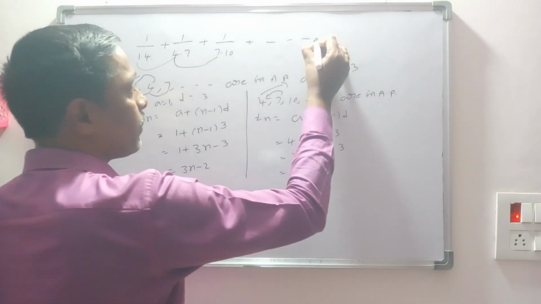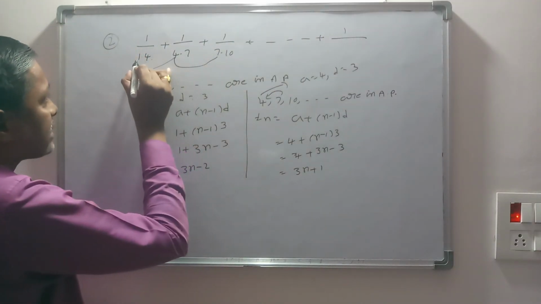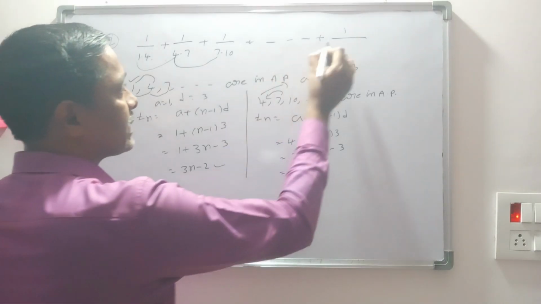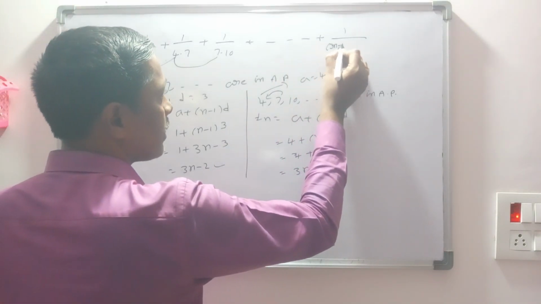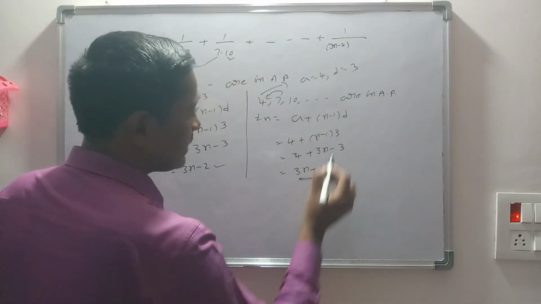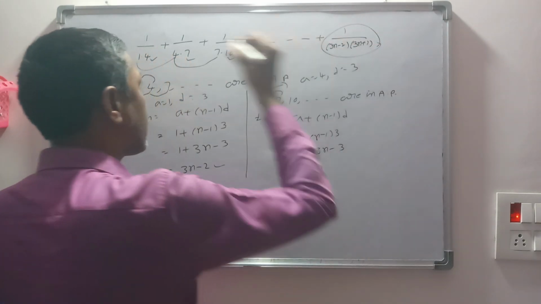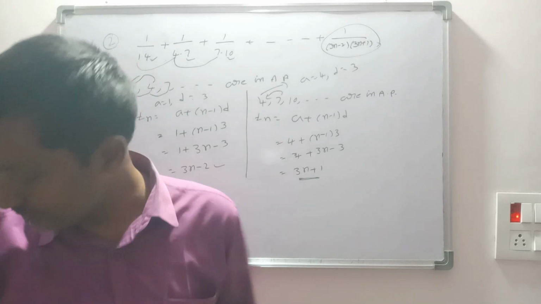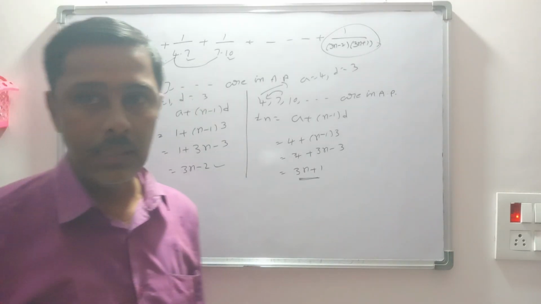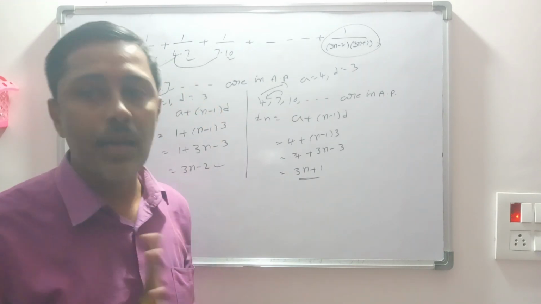How to write the nth term? The numerator is 1. The denominator's first term, from 1, 4, 7 and so on, the last term is 3n minus 2, into the second term, from 4, 7, 10 and so on, in this place 3n plus 1. This is called the nth term of this series. Okay. This is mathematical induction. Today's class. Tomorrow I will explain previous MSET questions in this topic. Okay.